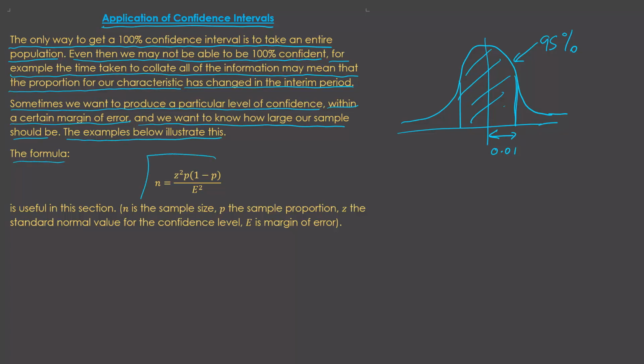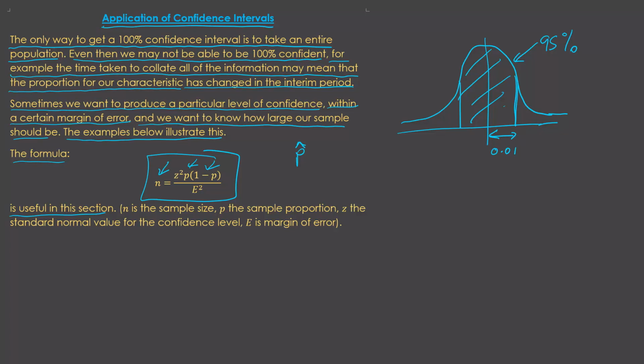The formula given here is useful in this section. So it should be clear what these things are. N is going to be the size of the sample. We know P and 1 minus P. Of course, those will be used in there.